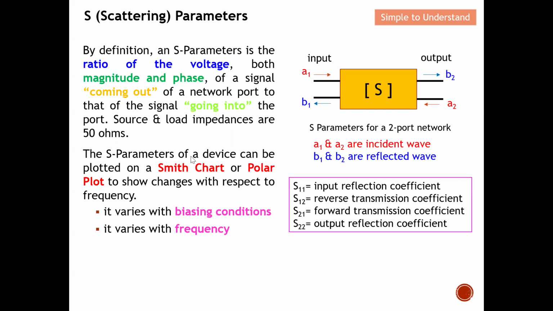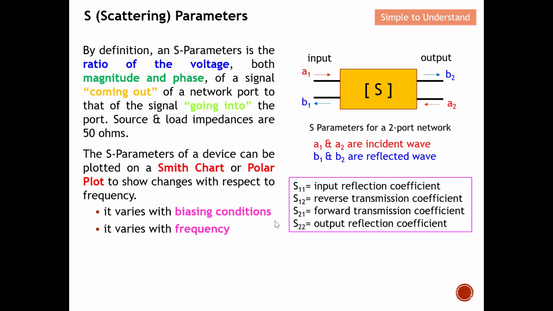The S parameters of a device can be plotted on a Smith chart or polar plots to show changes with respect to frequency. Keep this in mind: when your biasing condition changes, your S parameter changes. When your frequency changes, your S parameter also changes.